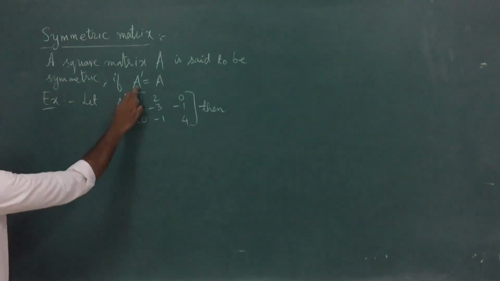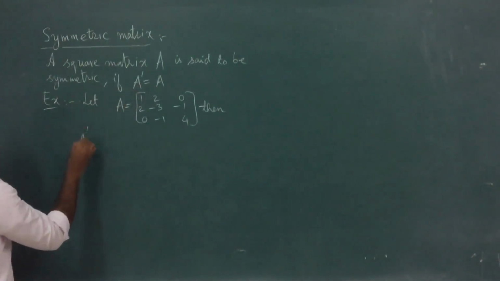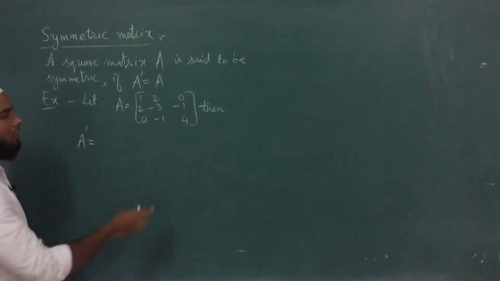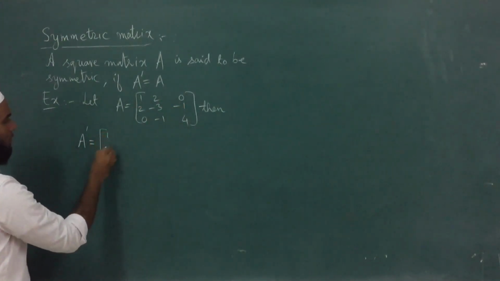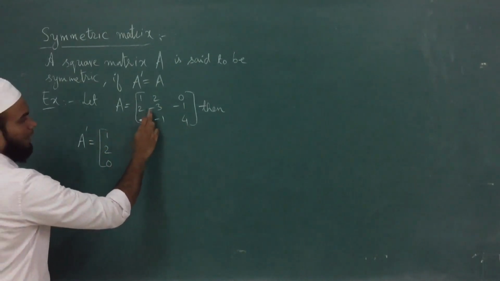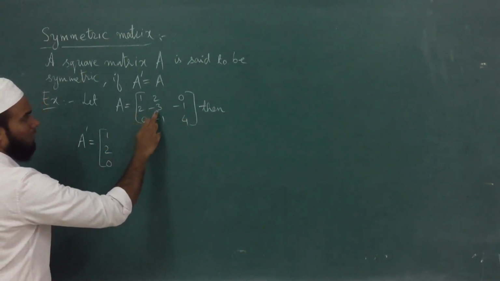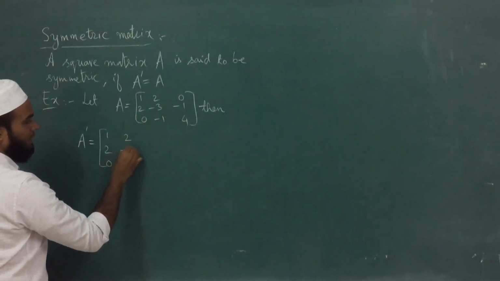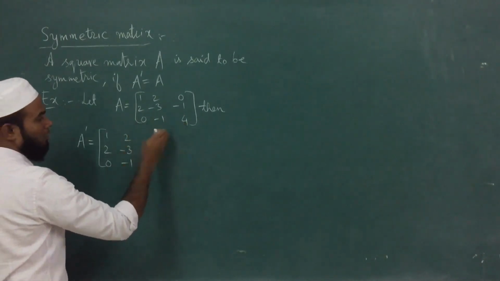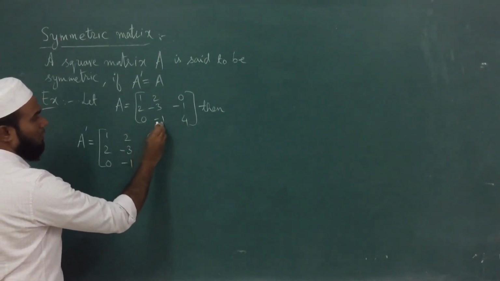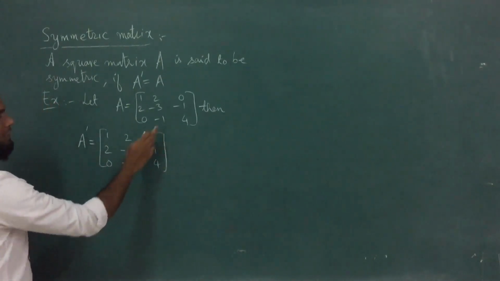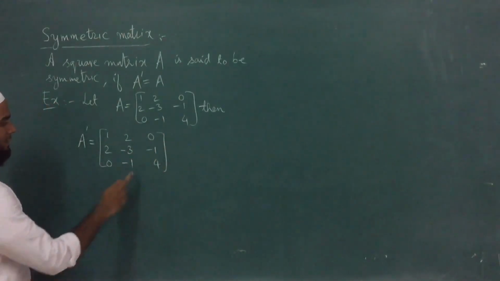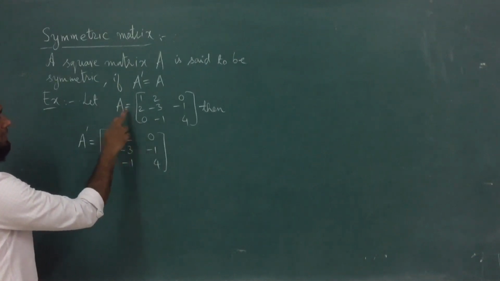Let us find A transpose. What we have to do is write rows as columns. The first row becomes the first column: 1, 2, 0. The second row becomes the second column: 2, minus 3, minus 1. The third row becomes the third column: 0, minus 1 and 4. Now you observe these two matrices. Actually these two matrices are the same. This matrix is nothing but this matrix, and it is equal to A.